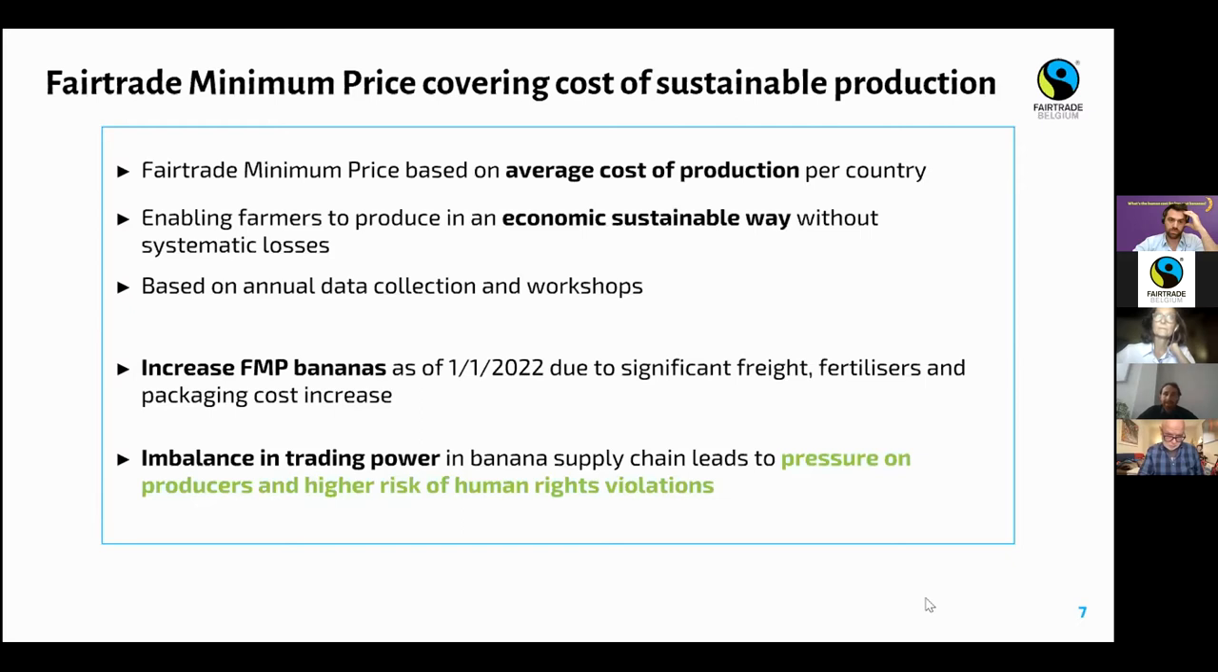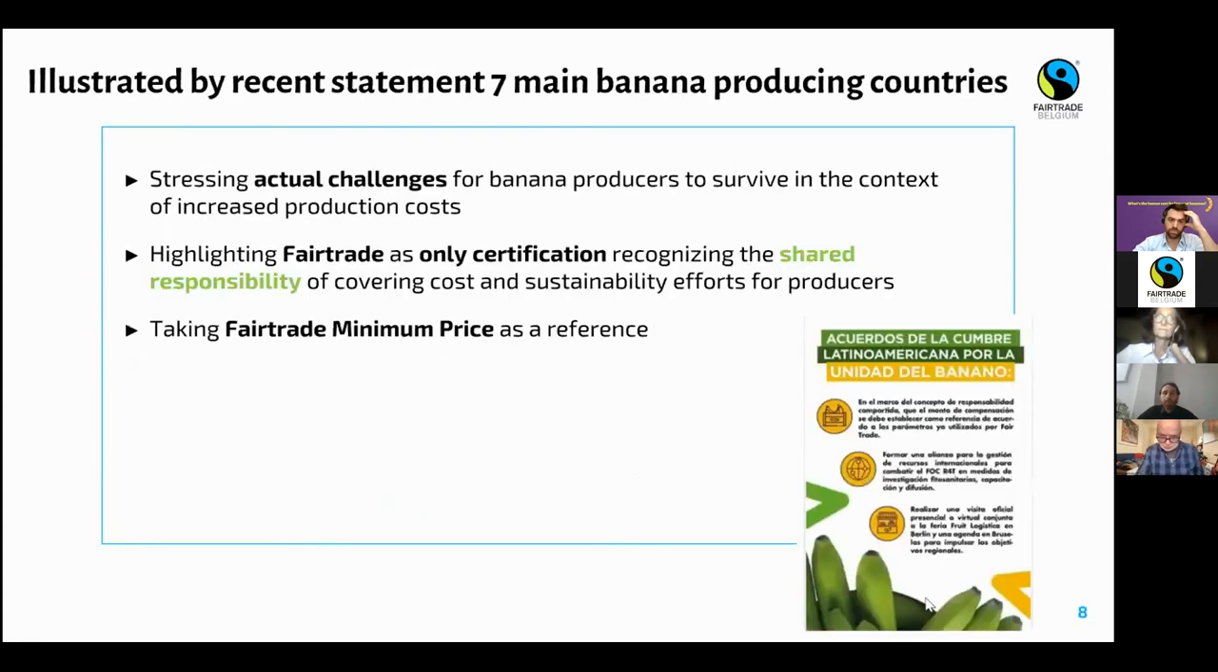Marike also spoke about the imbalance in trading power in the banana supply chain, and this creates pressure on producers. Paul also spoke about it. And there is a high risk of human rights violations. Also already mentioned by Marike, we were very happy that the seven ministers of agriculture of the main banana exporting countries came together. They stressed the challenges for banana producers to survive in this context. And they also referred to Fair Trade as a certification that recognizes the shared responsibility of covering the increased cost of production, but also the sustainability efforts. We always request more and more sustainability efforts, and that's logical, but who pays the price? For the moment, it's not in balance.